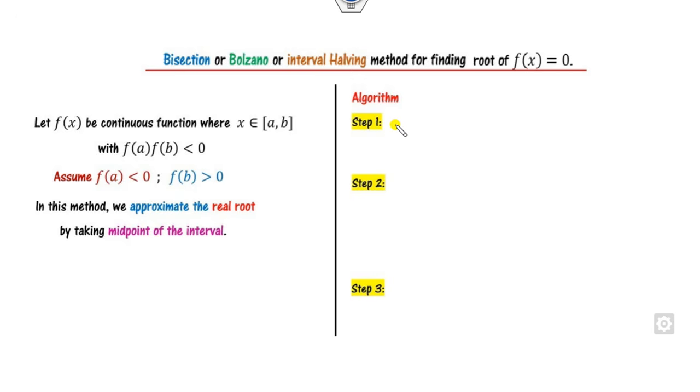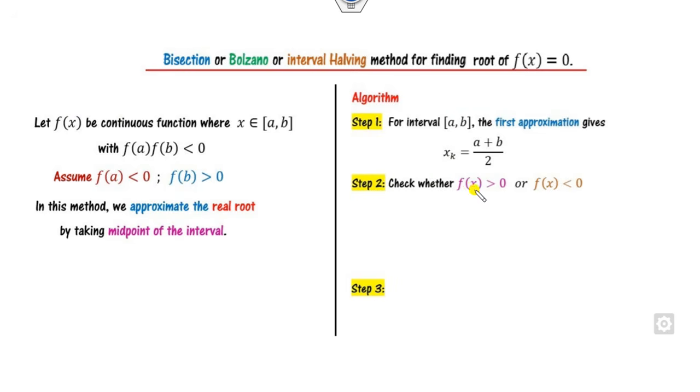What is that? We simply apply the 3-step rule. The first step is, for the interval a comma b, we will find the first solution as a plus b by 2. The second step is we find the value of f at xk, whatever the function you have, and then check whether this f of xk is greater than 0 or less than 0. If it is greater than 0, then we are working with the b side. That means if f of xk is greater than 0, we are replacing b.